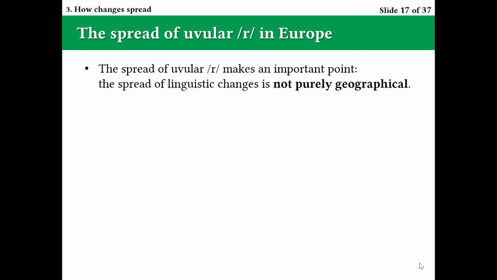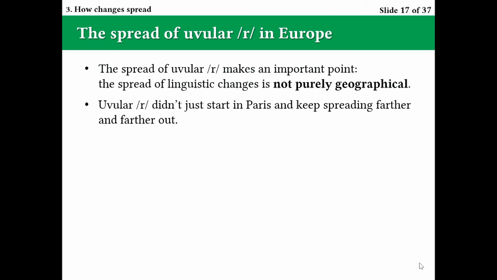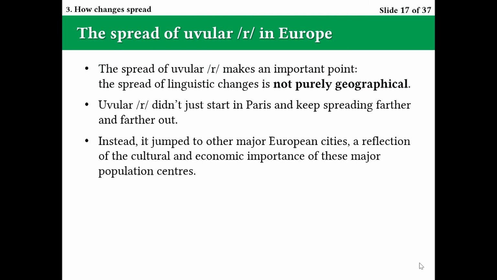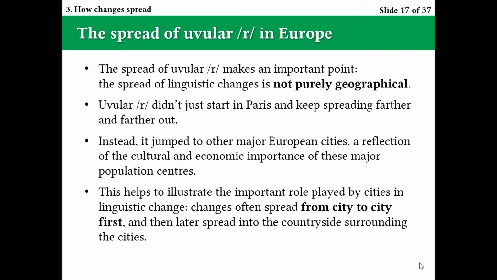So the important point that we get out of this case study is that the spread of linguistic change isn't always purely geographical. It's not always just about spreading out from a single point. So it didn't just start in Paris and keep spreading further and further from Paris. It jumped to other cities, and that's a reflection of the fact that, at the time, these were the other really important centers. So people from these cities would have been traveling to Paris, and depending on the circles they moved in, they would have picked up this new way of pronouncing R, and then they brought it home with them. Then it spread to other people in those cities. And we often see this: changes often spread first from city to city, and then later they spread out to the countryside surrounding the cities.